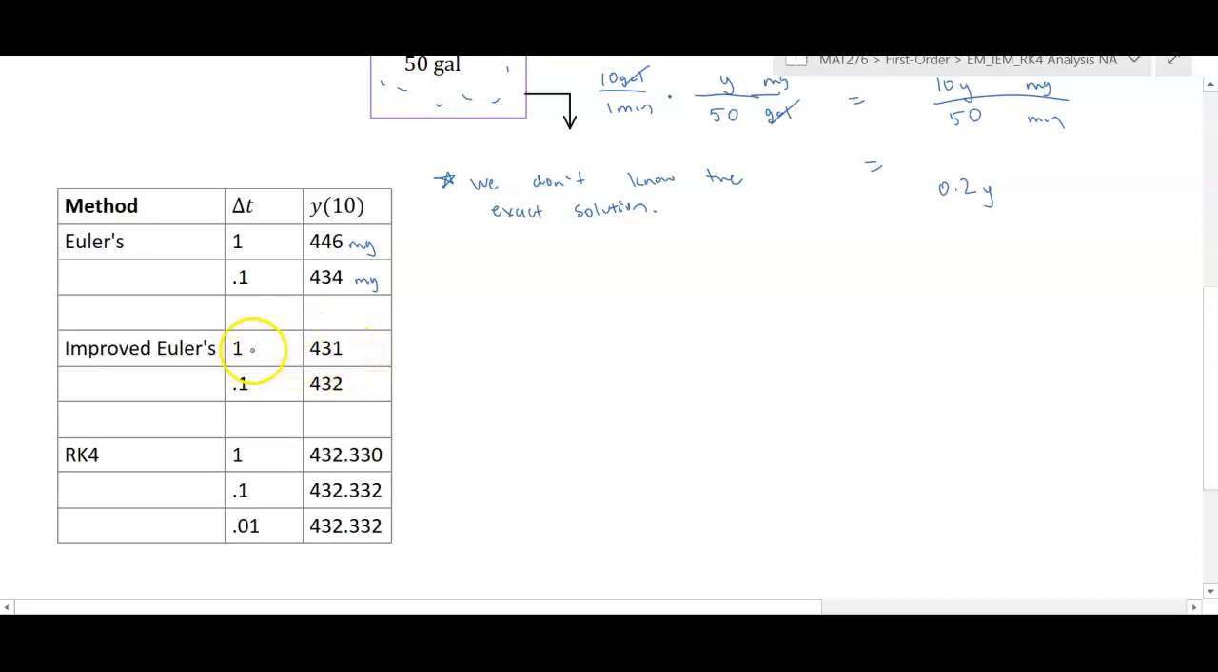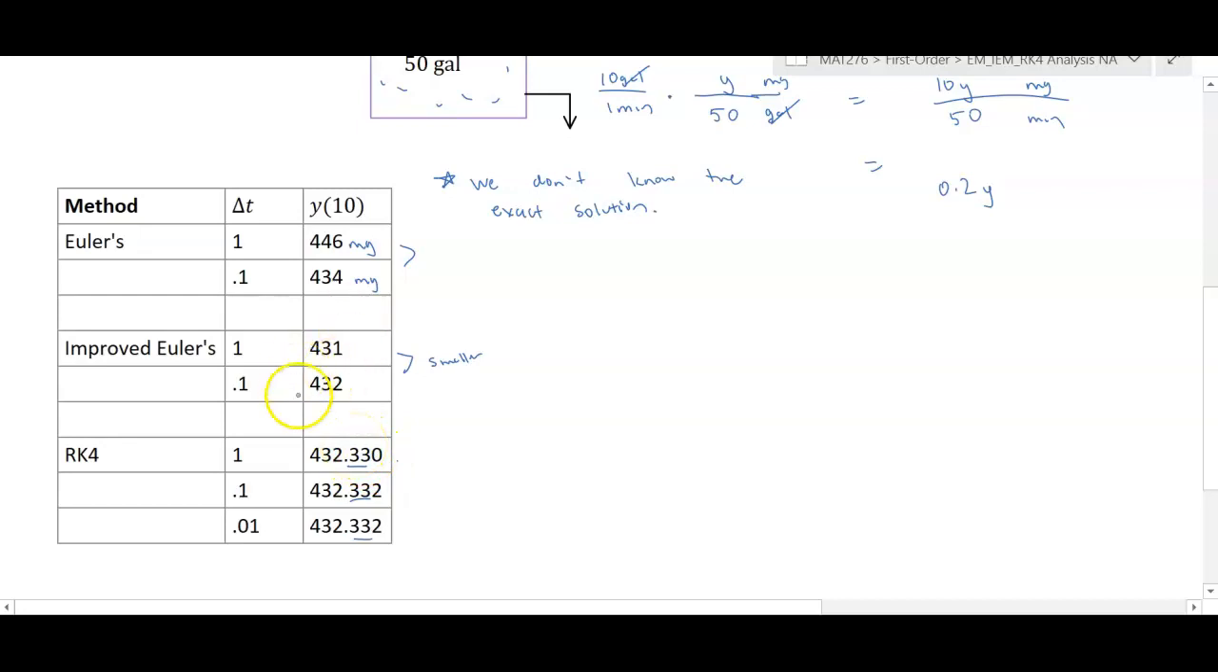And if we decrease that step size by a factor of a tenth, or by a factor of 10, then we get 432. And you can see that that change is a smaller change than here. Now, with RK4, I just wanted to generate for a step size of 1 and 0.1 and 0.01. And the thing that I want you to notice is that we're accurate, even at a step size of 1, we're precise to the hundredths place.